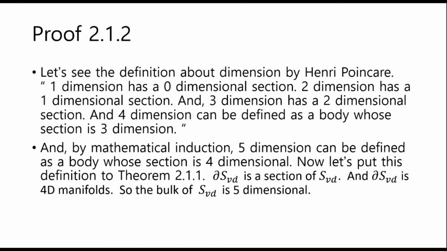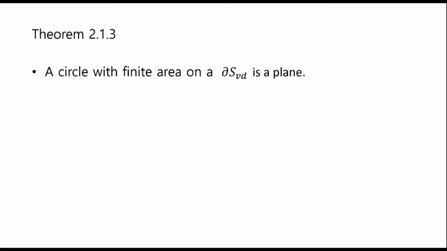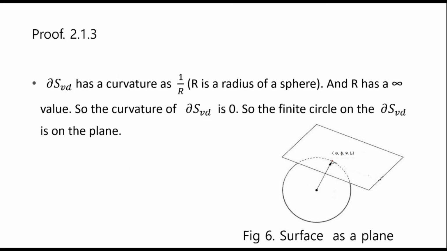Now let's put this definition to theorem 2.1.1. DS3D is a section of S3D, and DS3D is a 4D manifold. So the bulk of S3D is 5-dimensional. Theorem 2.1.3. A circle with finite area on a DS3D is a plane. DS3D has a curvature of 1 over r, and r has an infinite value. So the curvature of DS3D is 0, so the finite circle of the DS3D is on the plane.